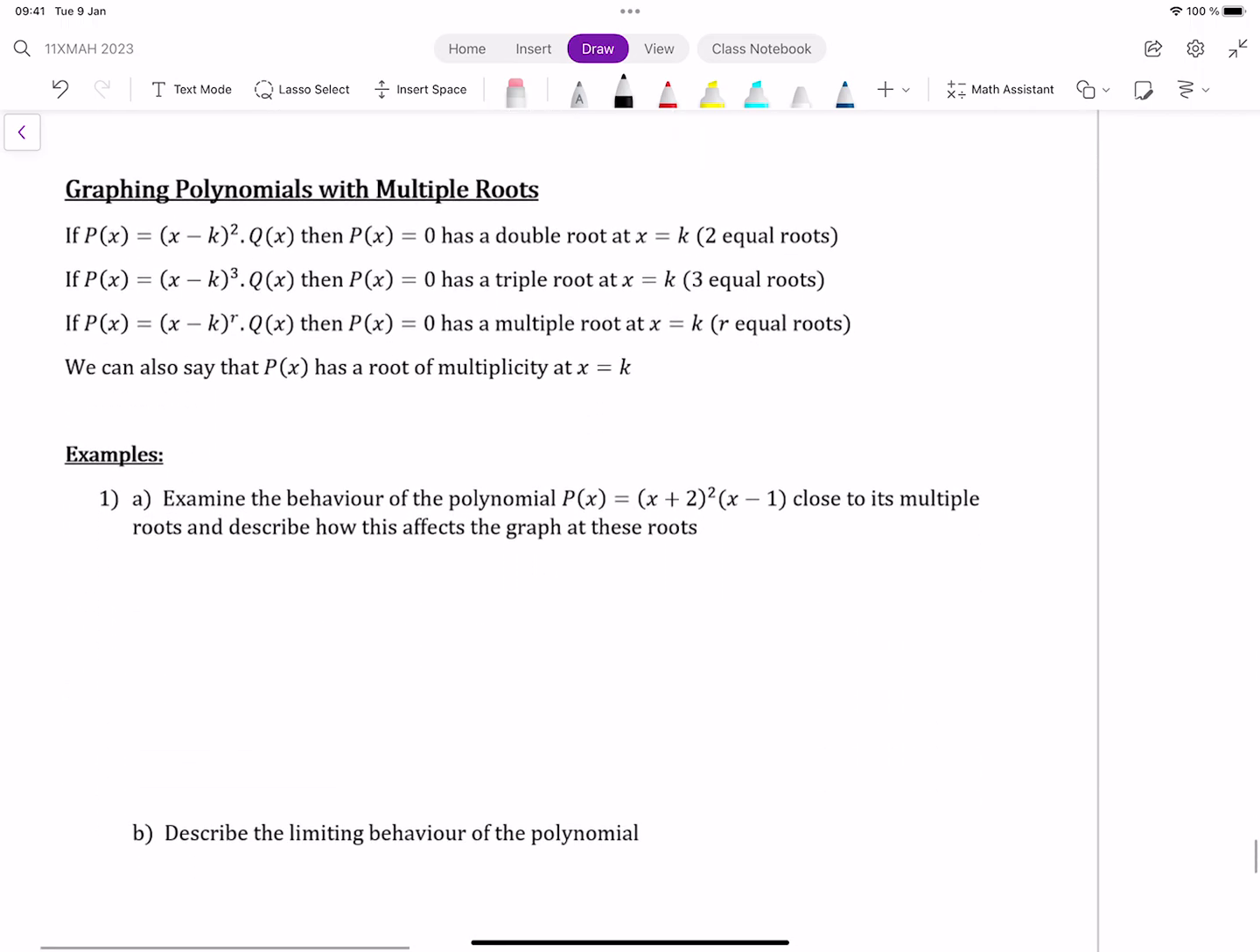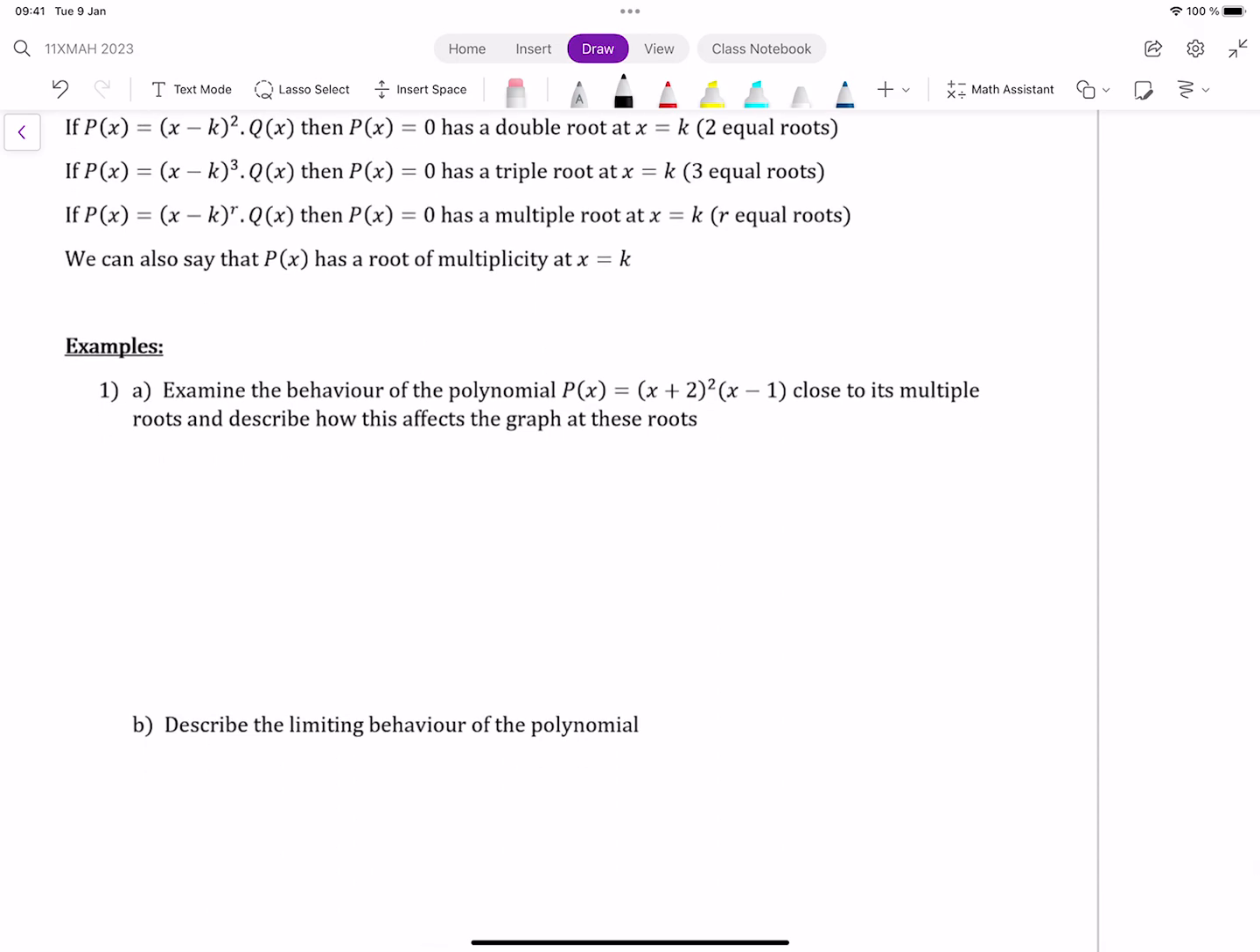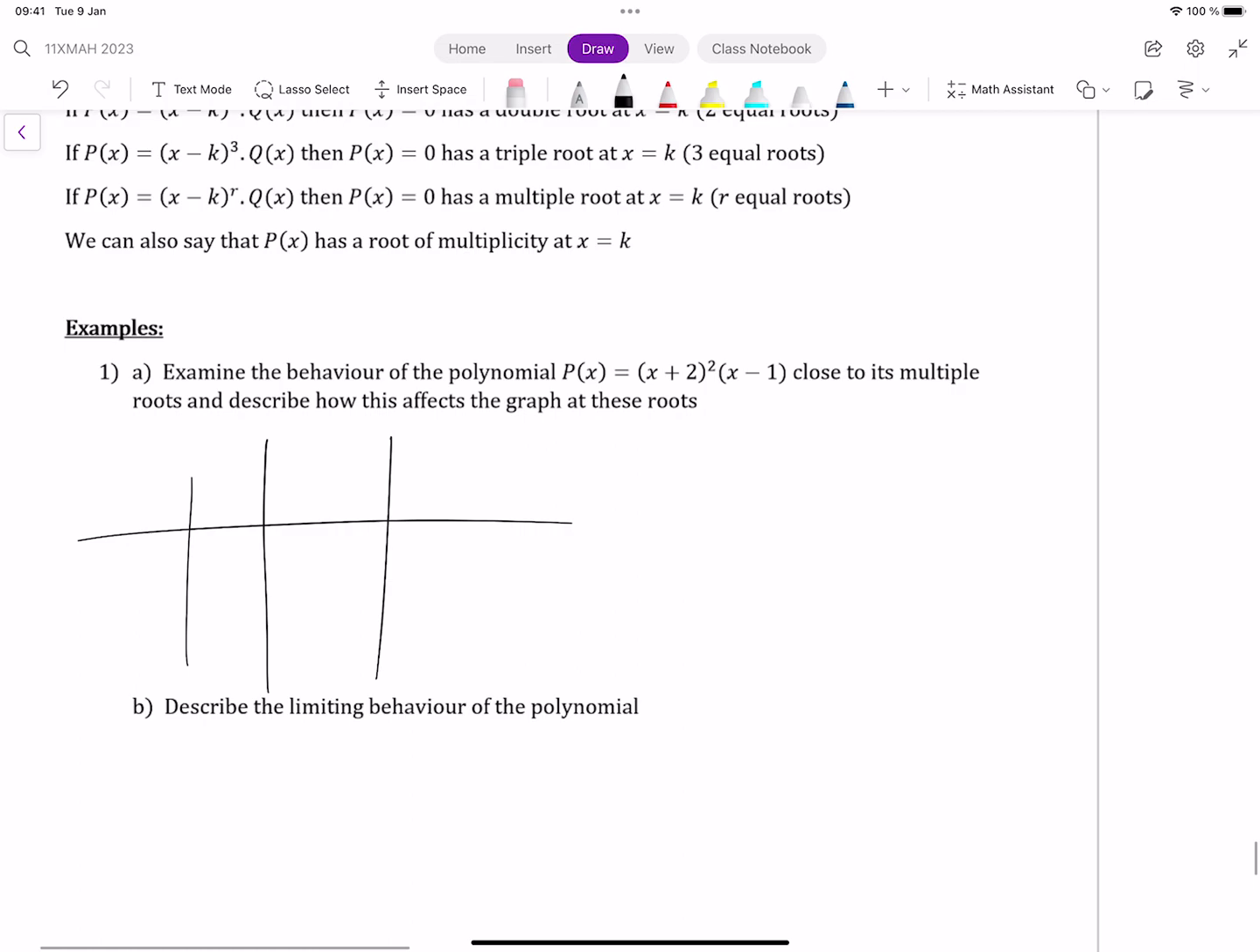Okay, so we can use this information to graph polynomials. Question 1a says, examine the behavior of the polynomial (x plus 2) squared times (x minus 1) close to its multiple roots, and describe how this graph affects the roots. We do that by constructing a table of values. So we're going to put our x values here and our y values here. We're going to do that first of all for the first root of minus 2. We're going to plot minus 2 in the middle and consider points all the way around it, minus 3 and minus 1.